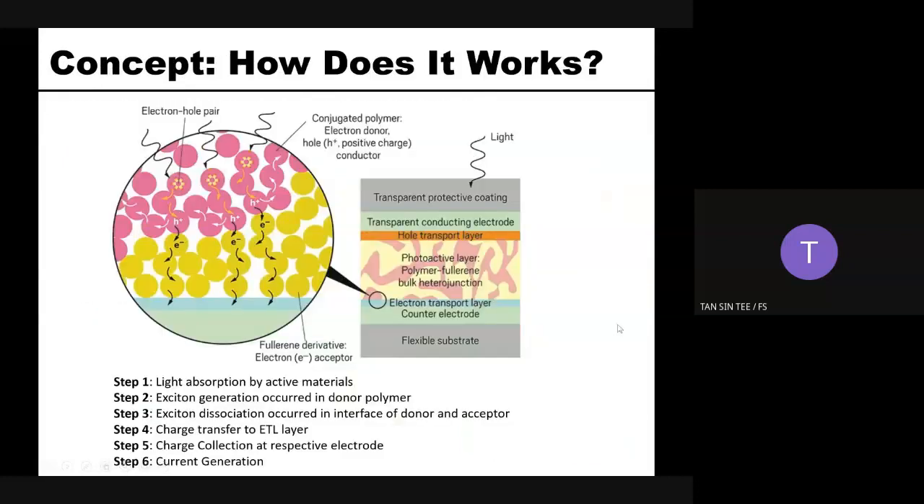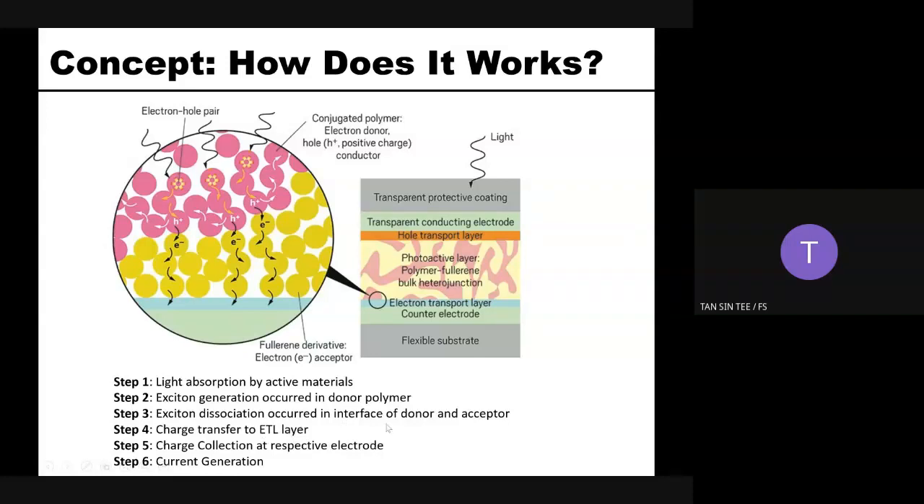Once your exciton is able to dissociate at the interface, which is this interface, the electron will later be transferred to the electron transporting layer. This is based on the structure of the inverted organic solar cell. So once the electron is transferred to the electron transporting layer, it will go through to your charge collection.